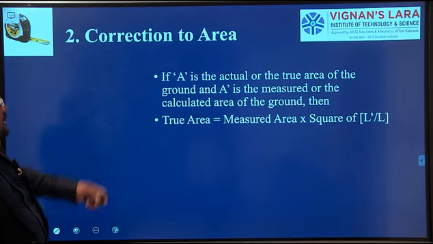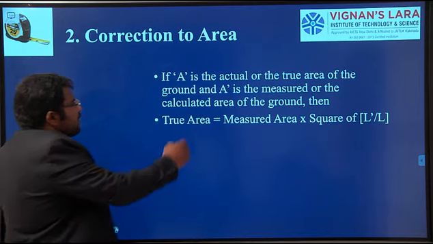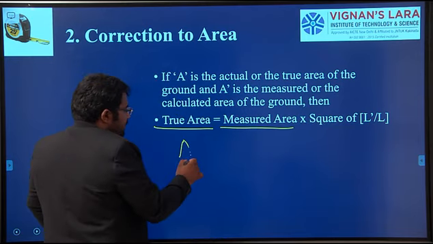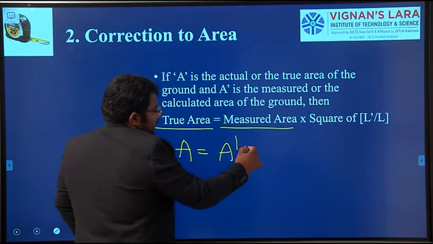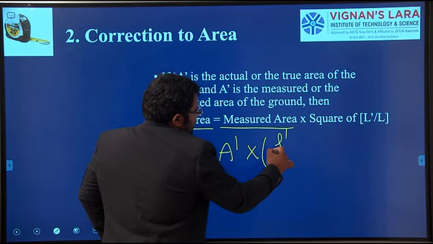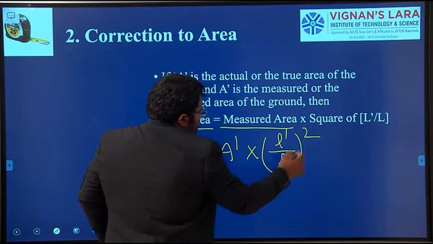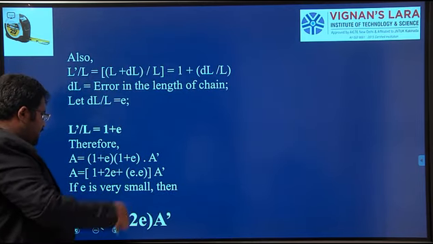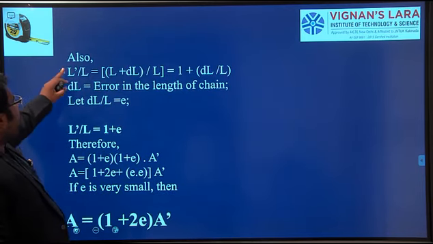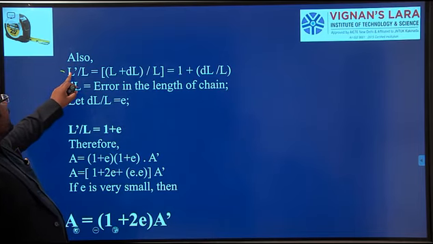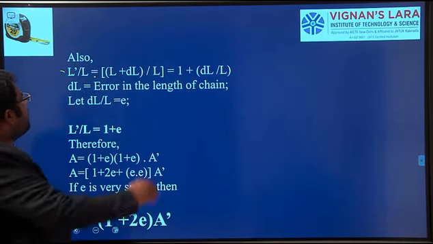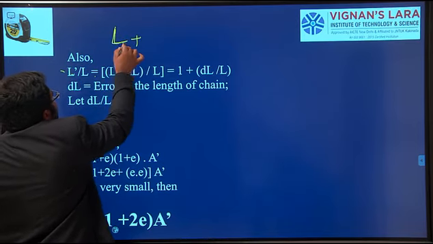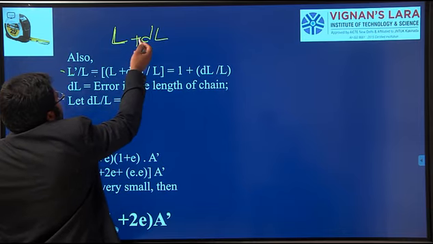Now the correction for the area. Here the true area A is equal to the measured area A dash into the square root of L dash by L, whole squared. Okay, we have something different here. We are going to substitute L dash by L. How will L dash come? L dash is the wrong one, right? Actually L is the original, and the difference from L may be plus or minus.